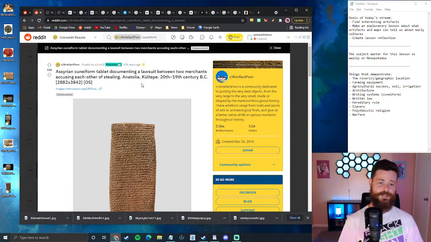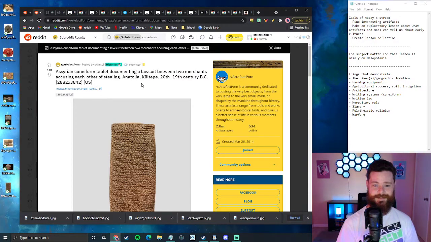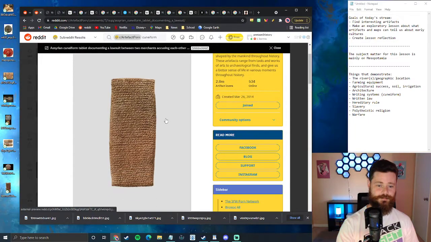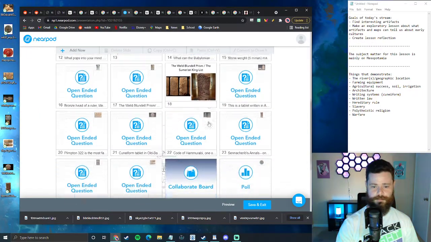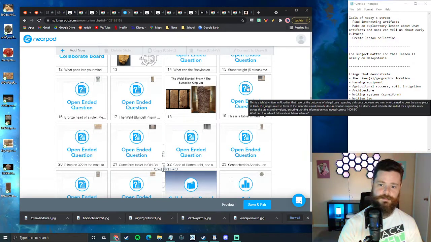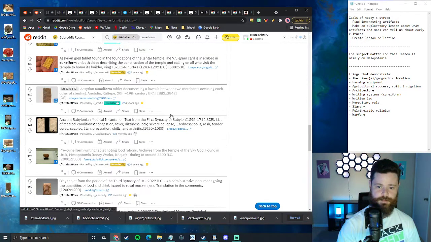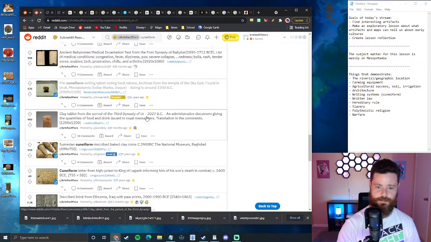A Syrian cuneiform tablet documenting a lawsuit between two merchants accusing each other of stealing. Yeah, so around 1900 BC, there is a legal record of more issues. And actually, I don't know if we need to include that, because there's another one. Yeah, here's another legal case. We probably don't have to include that then. It would be good, but I don't want to overwhelm them with too many things.